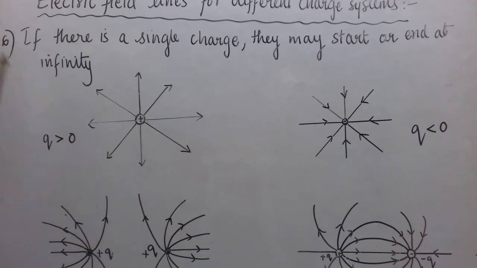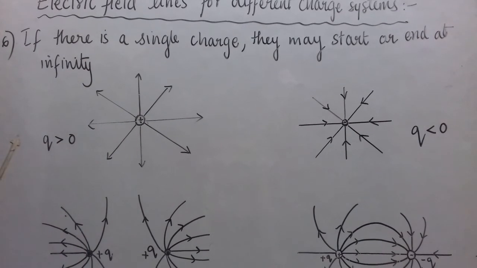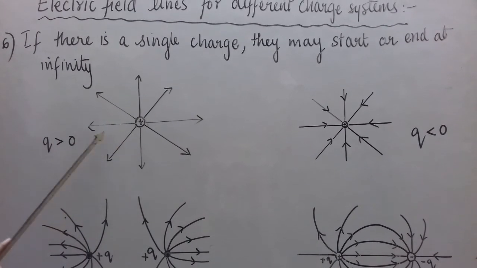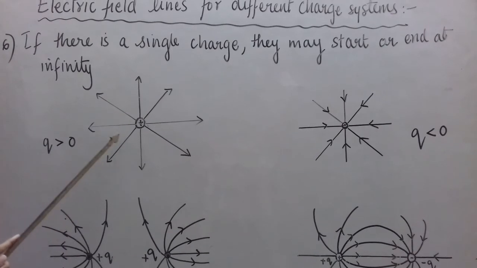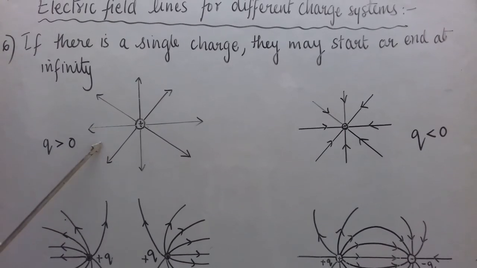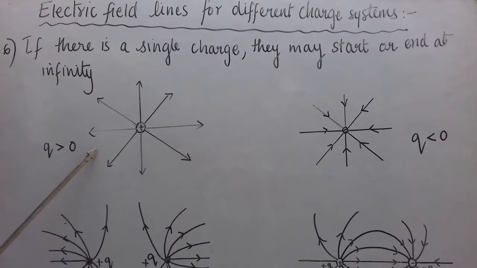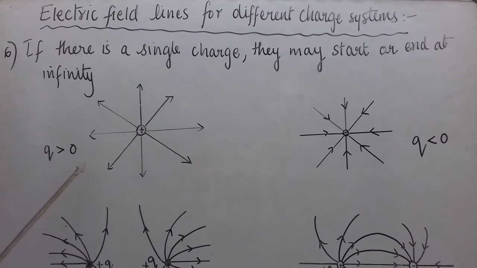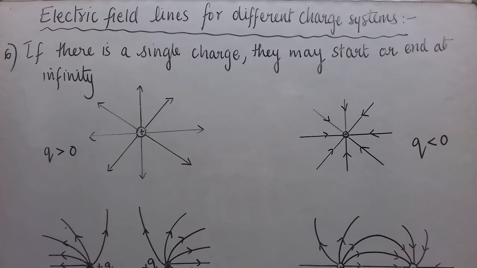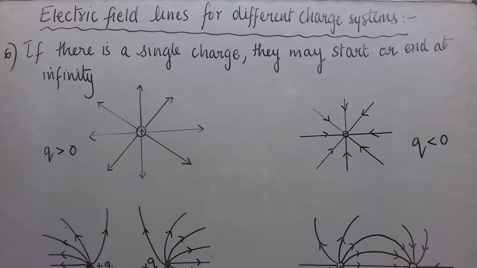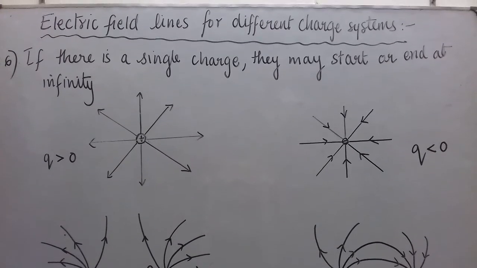So just remember these 2 points, that field lines start or end at the surface of a conductor perpendicularly. We will deal with this property in more depth in one of the next topics, and also that inside the conductor the electric field is 0. I hope the other properties are very clear to you, and please learn these 2 properties also.